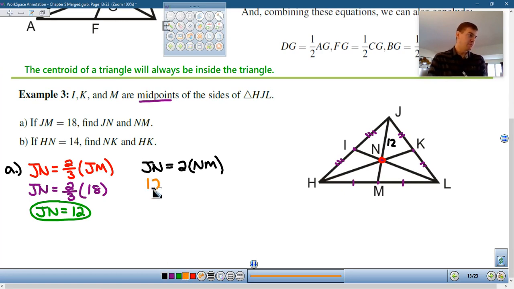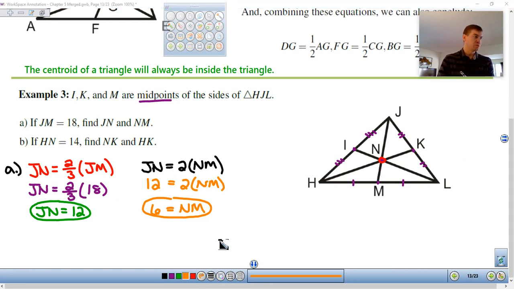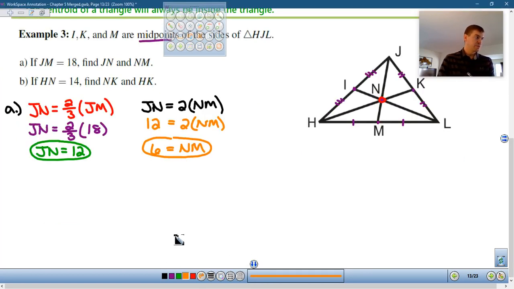So JN is 12, 2 times NM. And if we were going to solve this for NM, we would divide by 2. We find that NM is 6. And some of you probably had that in your head before we even got there. All right, I'm going to erase this 12 because the new scenario may not be true for these distances. So part B.